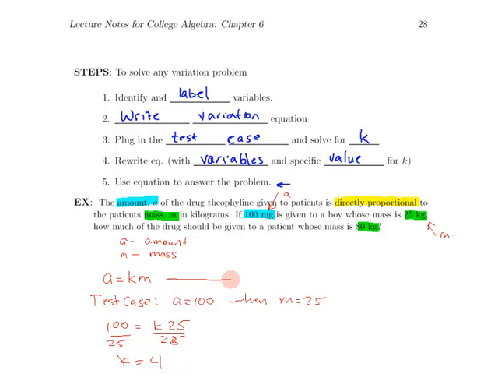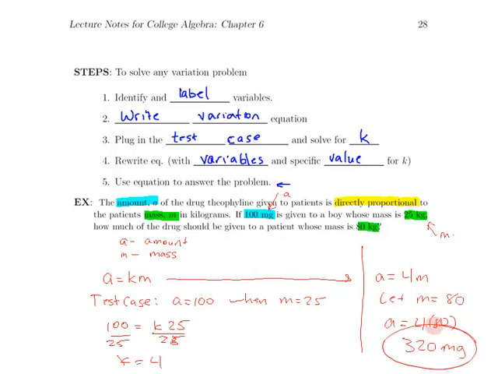So if you come back up to your variation equation, what that now looks like is A is always 4 times M. Okay, so now we can answer our question. How much of the drug should be given to a patient whose mass is 80 kilograms? So we let M equal 80, and A is going to be 4 times 80, or 320, and our units for the amount is milligrams. So that's our dosing.